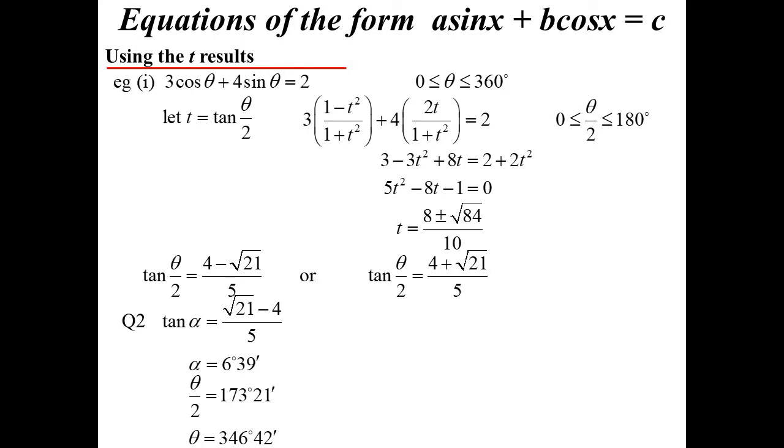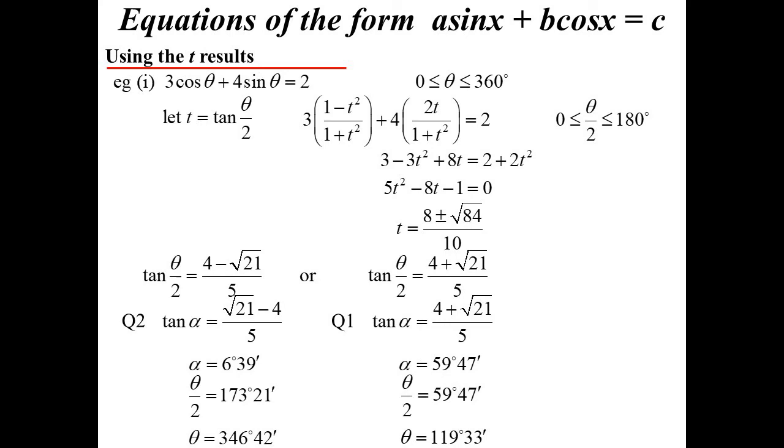Now let's do the other one. Chuck that one into our calculator, we'll come up with the acute, 59 degrees 47. And so there's our 2 answers once we double that one, which you'll notice, I hope, are the same as we got using the other method.